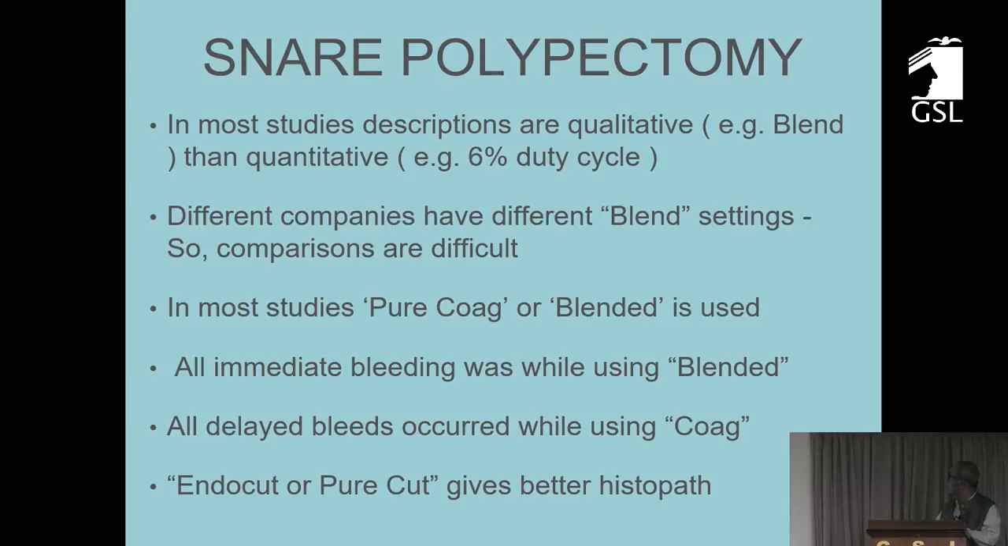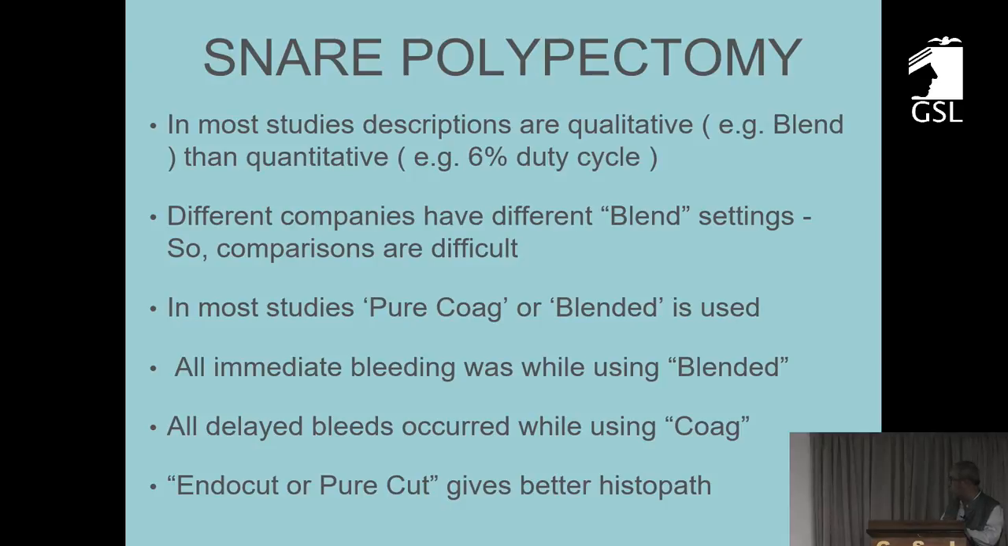In most studies, descriptions are qualitative, that is blend or cut or something like that, but not quantitative, that is how much duty cycle is being used. Different companies have different blend settings, so comparisons are very difficult. In most studies, pure coag or blended is used. All immediate bleeding was while using blended. All delayed bleeding occurred while using coag.